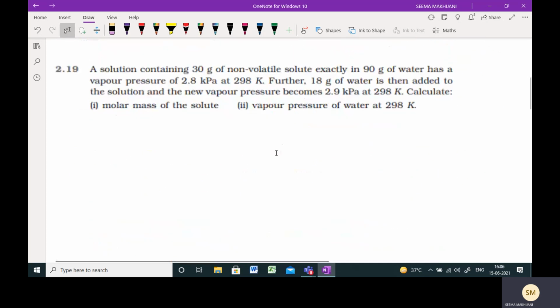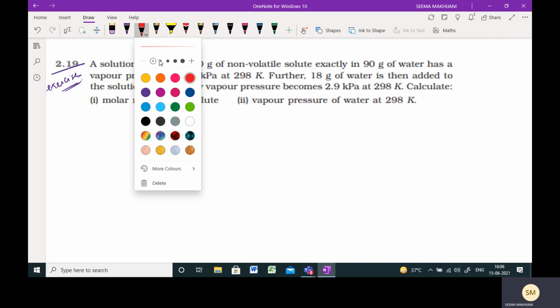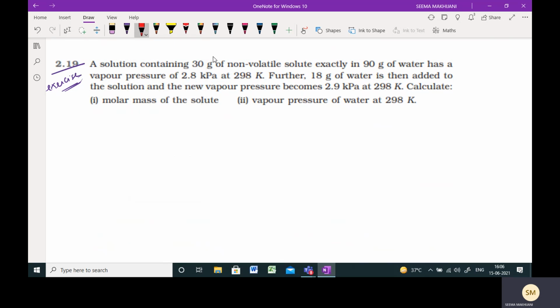Moving to the second question that I am doing, it is your exercise question. Now this exercise question says that you have 30 grams of non-volatile solute dissolved in 90 grams of water and it has a vapor pressure of 2.8 kilopascals. No need to fear kilopascal, it makes no difference in whichever unit it is given. We will solve it in that particular unit only at 298 Kelvin.